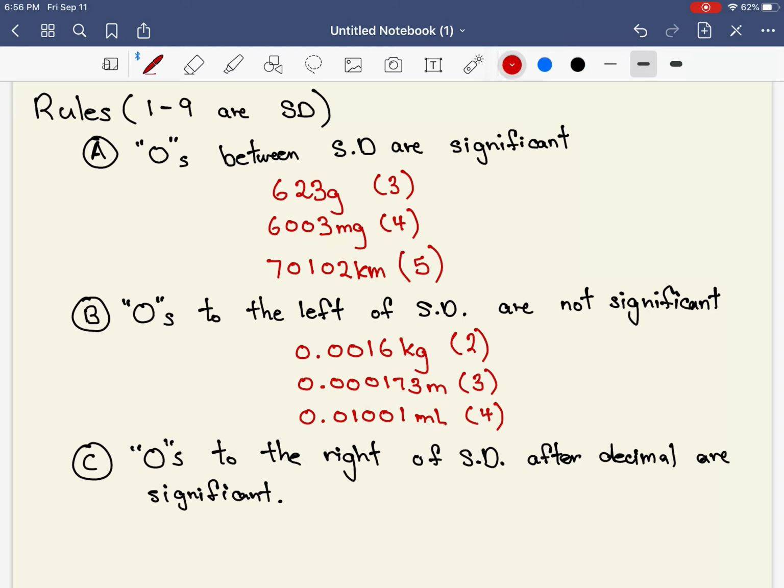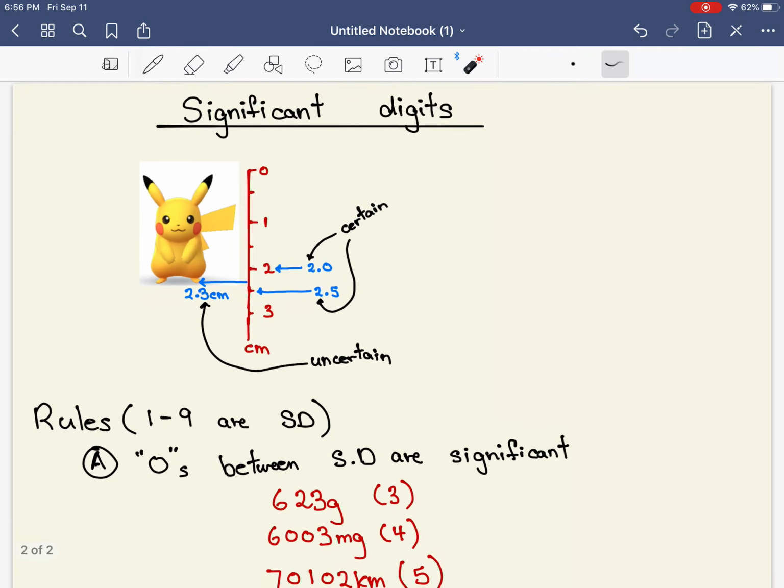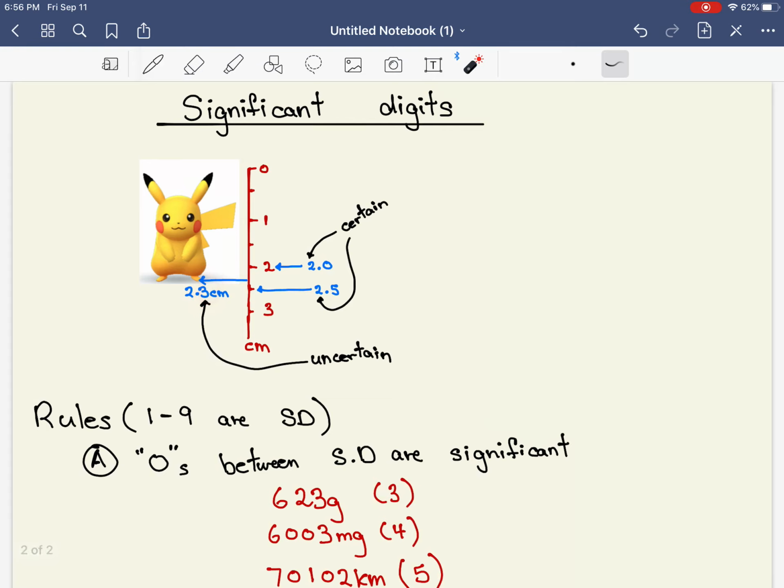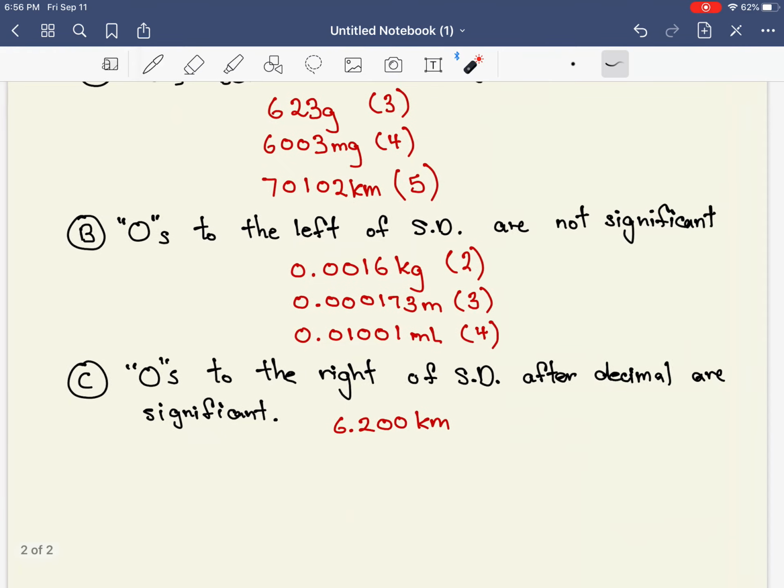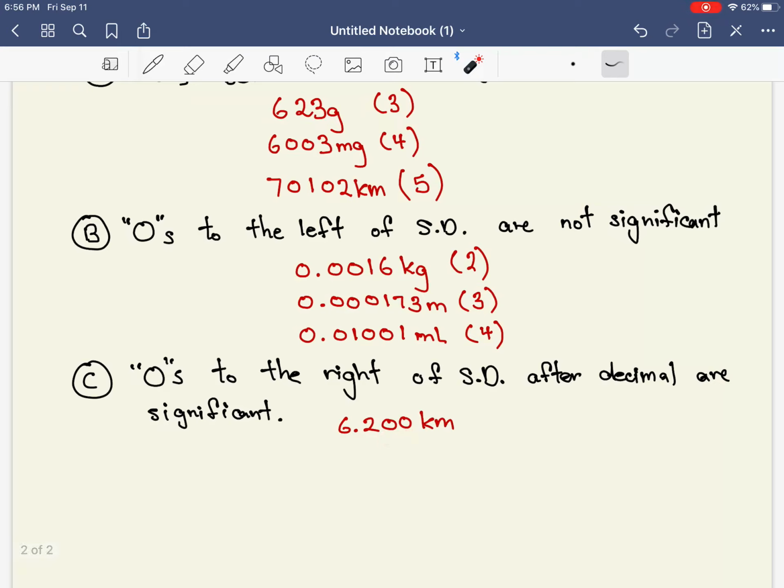Well, here are some examples that I want to show you. So, 6.200 kilometer. The reason why these zeros are there is because the person who is measuring this distance is confident about these zeros. Unlike right here with Pikachu, where this number is not very confident. But these are confident. That's why they're there. So if you're confident about these numbers, are they significant? Well, of course, the answer is yes.